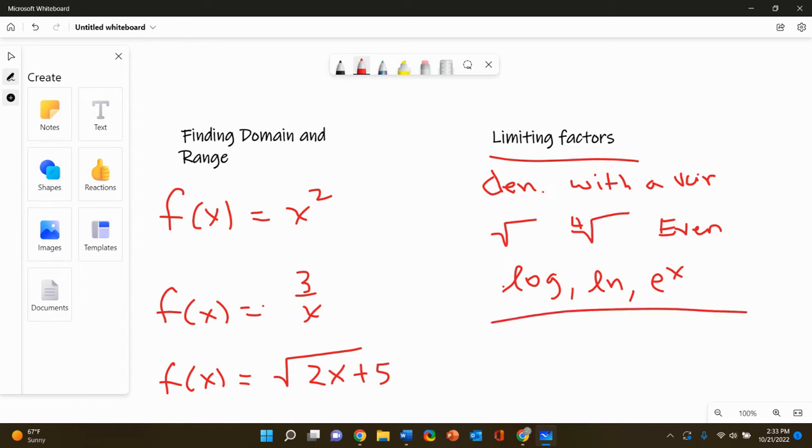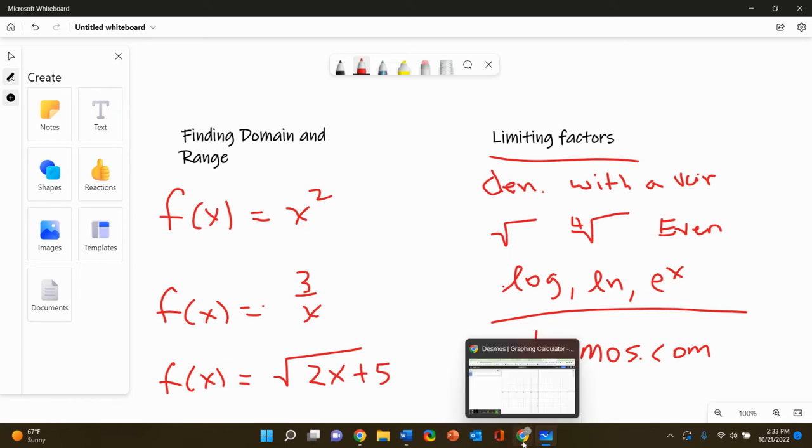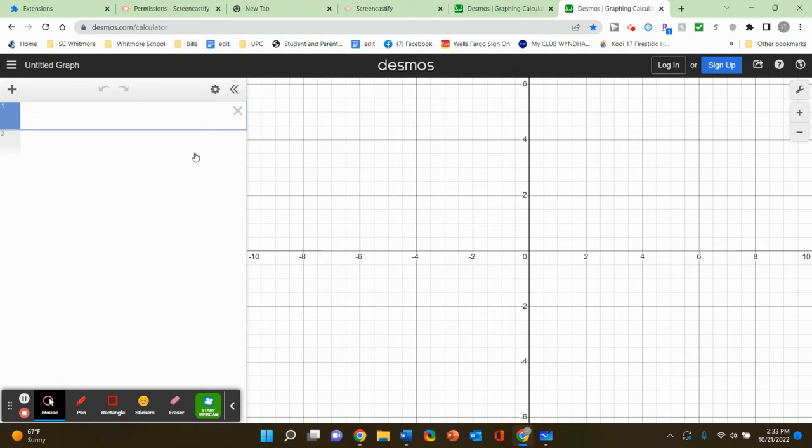Well, one great tool that you can use to help you with domain and range is Desmos Graphing Calculator, desmos.com. So anytime I'm looking at this and I want to figure out domain and range and I'm not sure in my head 100% what I'm looking for, I'm just going to enter these things into Desmos. So here's Desmos. My first function there was f of x equals x squared. So I'm just going to do y equals x squared. And you see there's the picture.